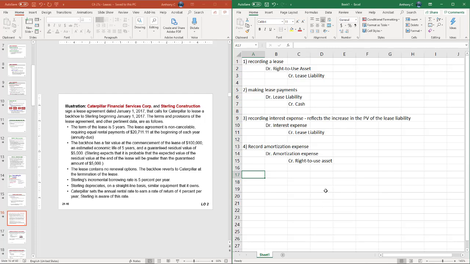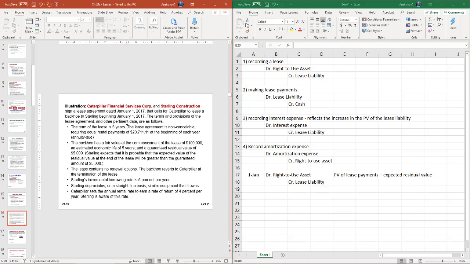Again, the first journal entry we make is just recording the lease when this lease is taken out on January 1st. On January 1st, we're going to record the asset and the liability. Again, we're going to debit right to use asset. We'll credit lease liability for the present value of the lease payments plus the expected residual value. Obviously we need to figure out what the lease payments are and the expected residual value.